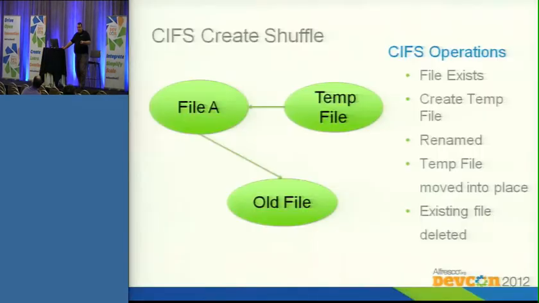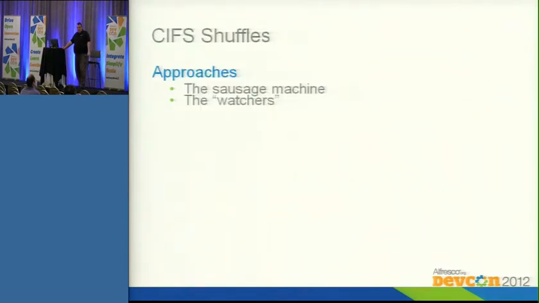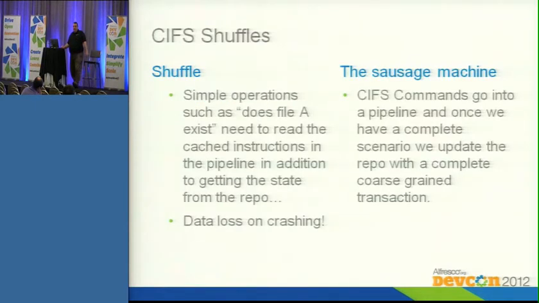So I'll now talk about the shuffles. So this was the create shuffle, and these are the options that we came up with for how to deal with shuffling. The first is what I've called the sausage machine, and the idea behind the sausage machine was it would be a pipeline, and all the operations from CIFS would come into the pipeline. We'd then work out what should happen to the Alfresco repository, and finally when it all was clear what should be done, the Alfresco repository would be updated.